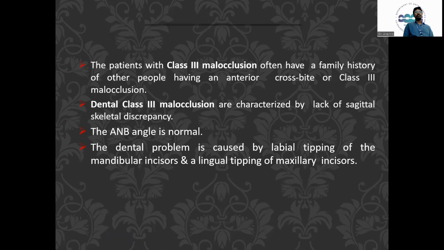Normally, patients with class 3 malocclusion often have a family history of other people having an anterior crossbite or a class 3 malocclusion. Coming to dental class 3 malocclusion, it is characterized by a lack of sagittal skeletal discrepancy. In this case, the ANB angle will be somewhat normal. This dental problem alone will be caused by labial tipping of the mandibular incisors and lingual tipping of the maxillary incisors.